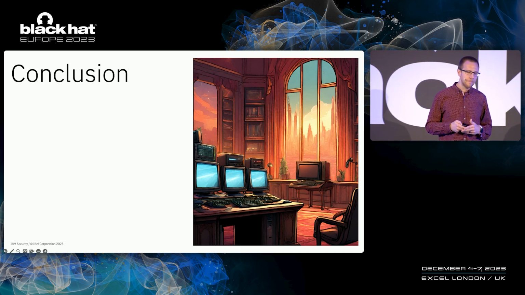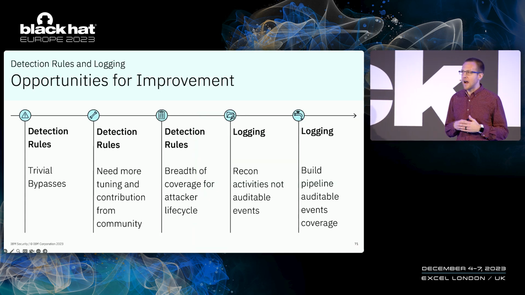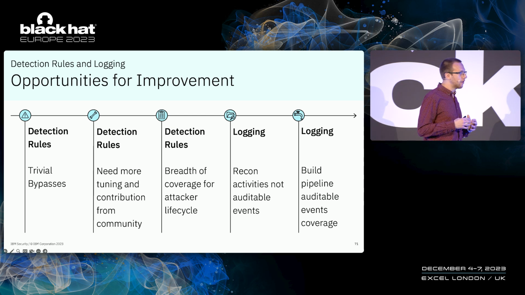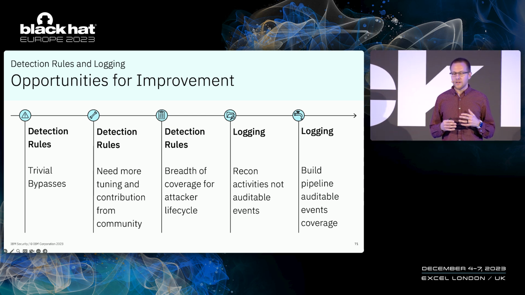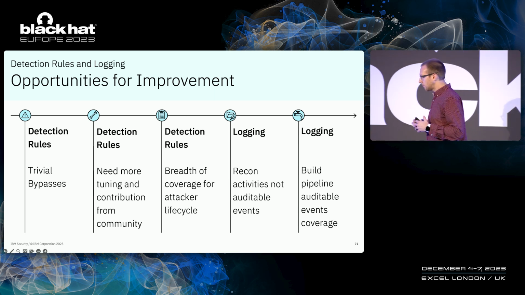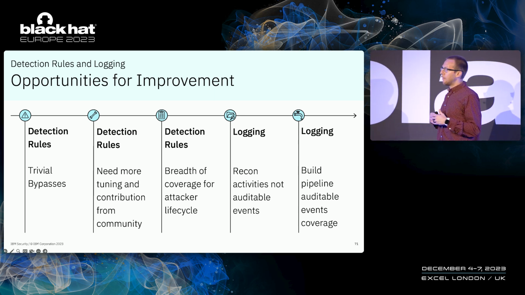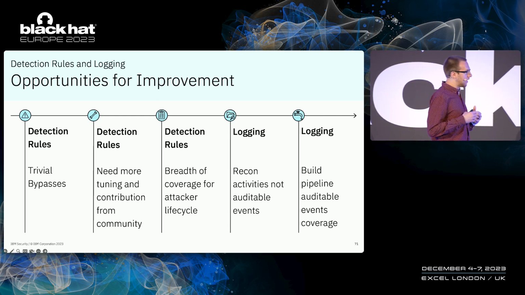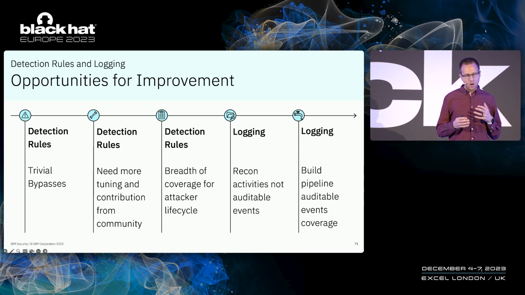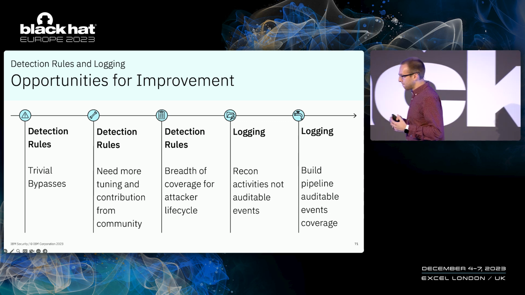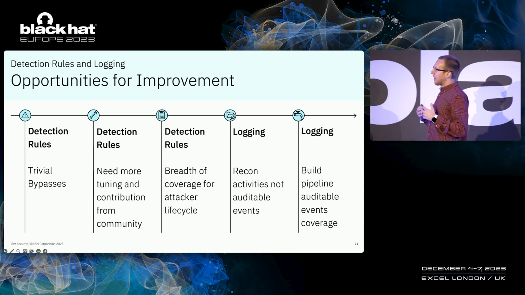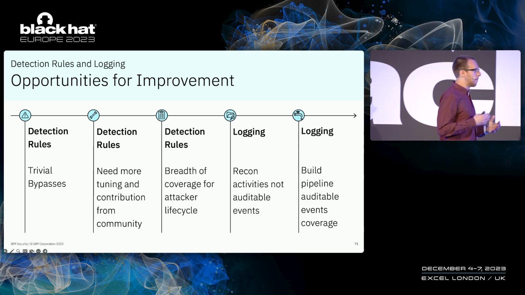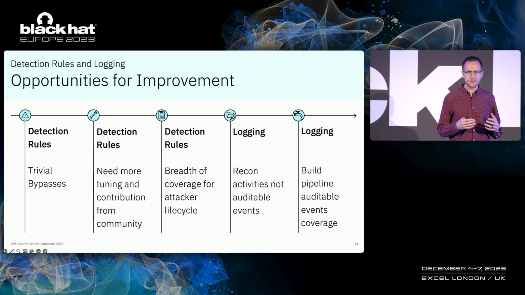So now we're going to wrap things up. I made some high-level observations in terms of opportunities for improvement, both for the default Sentinel rules for Azure DevOps, as well as logging within the Azure DevOps Services platform. So first off, on the detection rule front, as you saw, there's a number of different trivial bypasses available within those default rules. But a lot of that just comes down to these rules needing more tuning and contribution from the community. Additionally, the breadth of coverage for the available default rules is not going to cover everything in the attacker lifecycle. For example, there aren't any default rules that would cover reconnaissance or persistence.